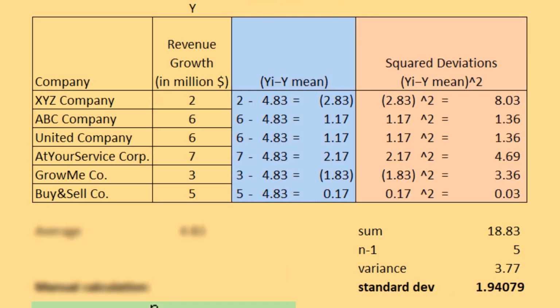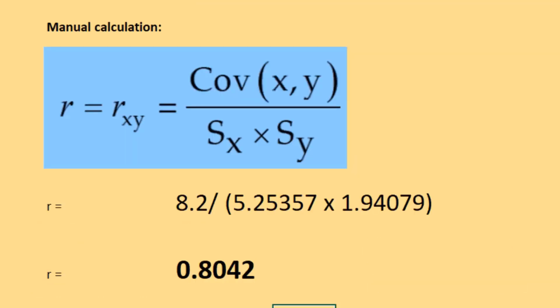Now do the same with variable Y. Y has variance of 3.77 and standard deviation of 1.94079. Finally, we can compute correlation coefficient. Since we already have computed value of covariance of 8.2, standard deviation of X of 5.25357, and standard deviation of Y of 1.94079, the result is 0.8042 correlation coefficient.